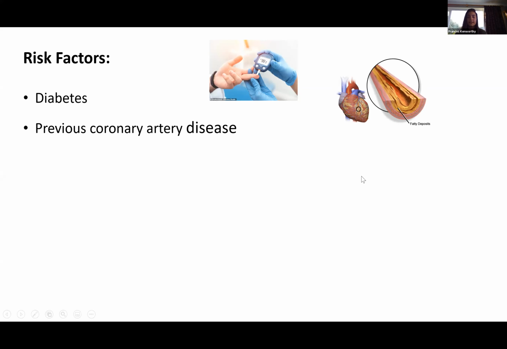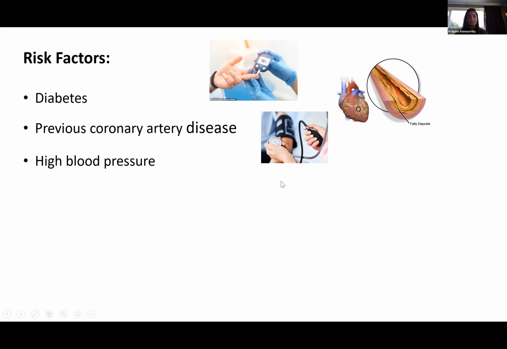Previous coronary artery disease. So as I was talking about before, you get the fatty deposits, the plaque. That build-up is going to increase the risk of you eventually having a heart attack. And if you've had it once before, you're more likely to get it again.